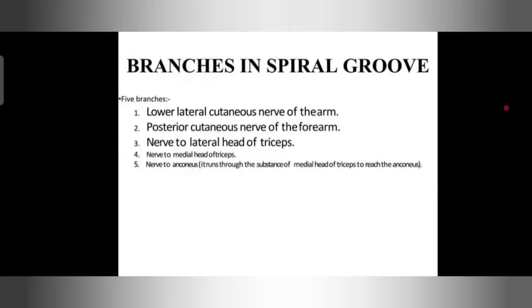Next are the branches in the spiral groove. So in the spiral groove, the radial nerve gives 5 branches, that is first is lower lateral cutaneous nerve of arm, second is posterior cutaneous nerve of forearm, third is nerve to lateral head of triceps, fourth is nerve to medial head of triceps, fifth is nerve to anconeus, that is it runs through the substance of the medial head of triceps to reach the anconeus.